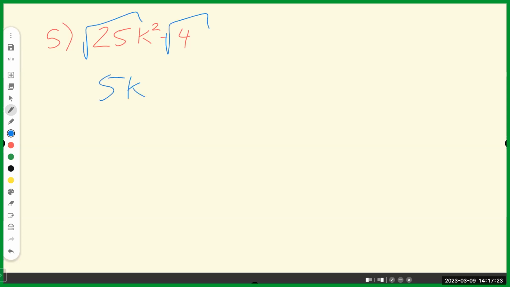5 and 6 and 7. Let's see number 5. 25k squared minus 4. What's the greatest common factor? Oh, there isn't one, because 25 and 4 are coprime. Jump into square roots. Square root of 25k squared is 5k, and square root of 4 is 2. One of them's a plus. One of them's a minus.